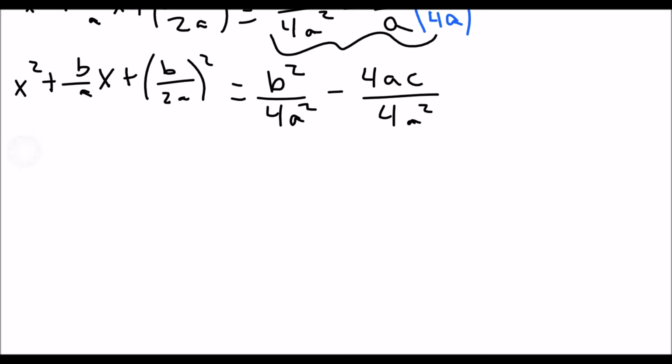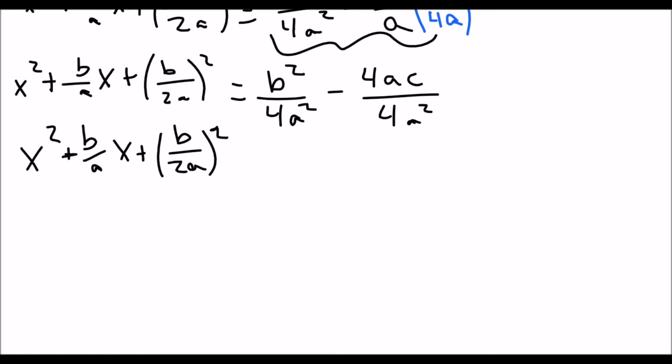So let's go ahead and do that. x squared plus b over a x plus (b over 2a) squared equals (b squared minus 4ac) all over 4a squared. All right, so now this is where the terminology completing the square comes in, because basically we're going to factor the left-hand side of the equation and then take the square root. And when we factor this left-hand side, we're making it a perfect square.